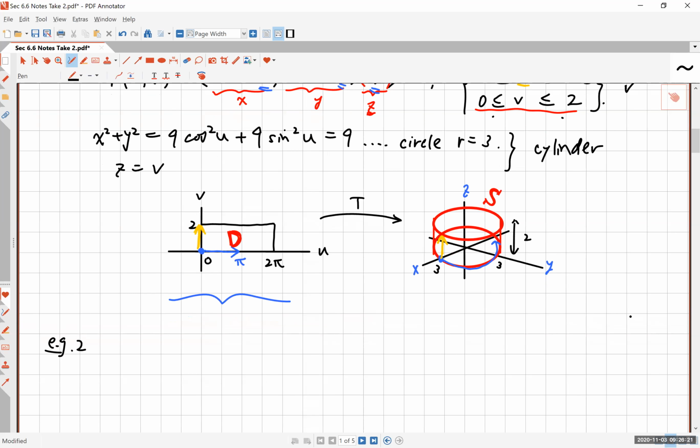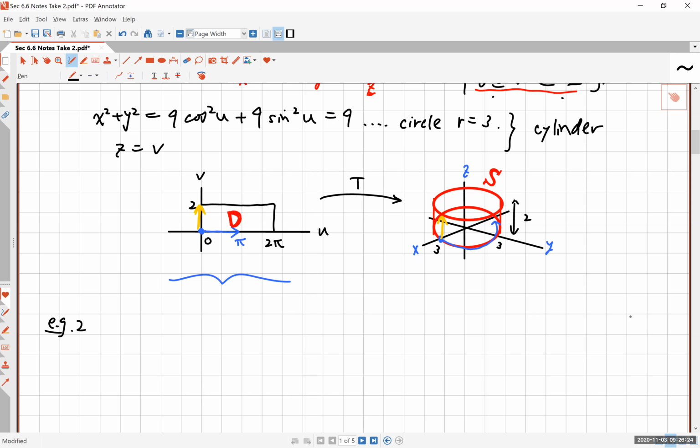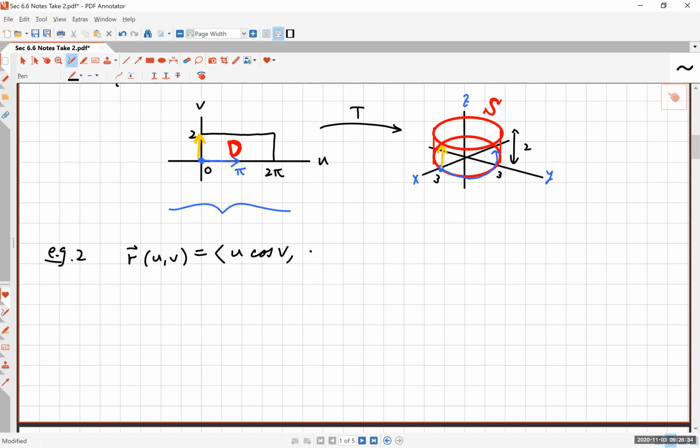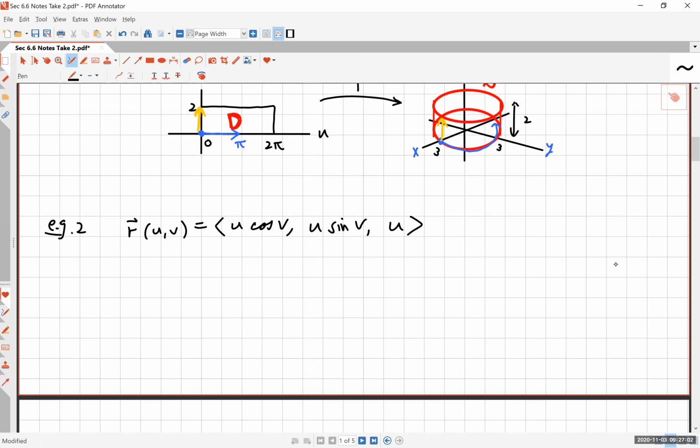You ready for this? The second example is this one. r of u, v is equal to u cosine v, u sine v, and u. Okay, now it looks very similar, right? So what's the difference? Try to figure out how x and y are related. You may want to pause this video for just a second and see how x, y, and z are related to each other, just like the first one.